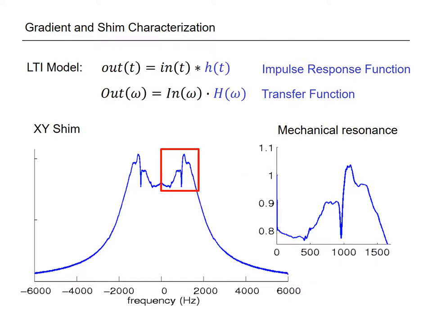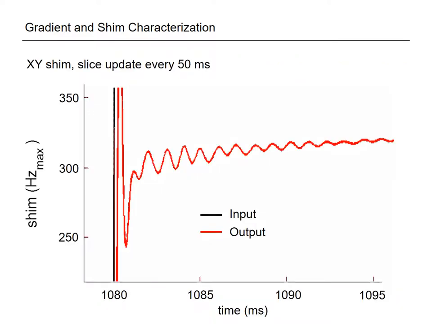Another interesting feature to look at are quite sharp peaks occurring in the range of a few hundred hertz up to a couple of kilohertz, and these correspond to mechanical resonances of the system. Looking in the time domain at the effect on the field of the mechanical resonances, we see that we have oscillations for tenths of milliseconds after a shim step.